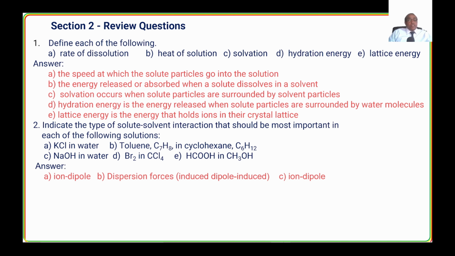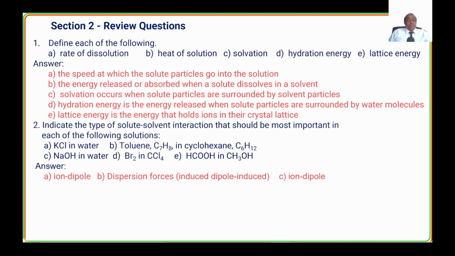So the first case, A is potassium chloride in water. Potassium chloride is an ionic compound. Water is a polar solvent. So we would expect ion-dipole interaction in the case of A. In B, both toluene and cyclohexane are non-polar compounds. So we'd expect dispersion forces as the predominant intermolecular forces of attraction, or induced dipole attraction.